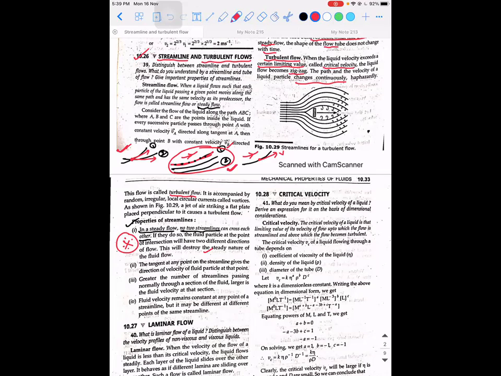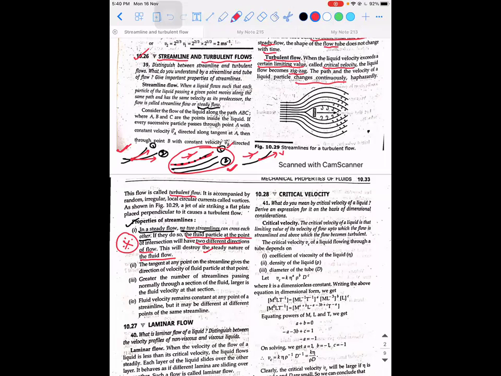They'll put a question like this: in steady flow, no two streamlines will intersect, why? So what will be the answer you will write? Because if they did so, the flow would have two velocities at one point at the same instant. The fluid particle at that point of intersection will have two directions of flow. This will destroy the steady nature of the fluid.